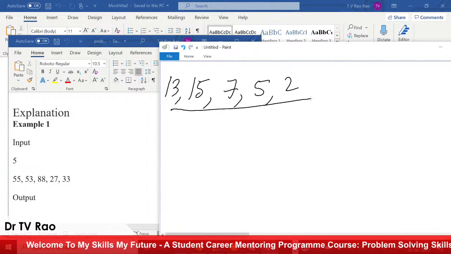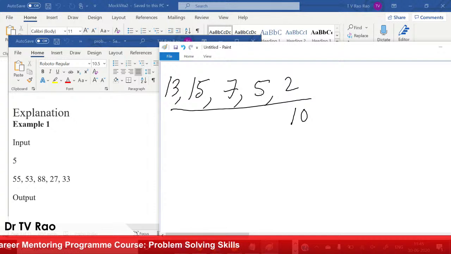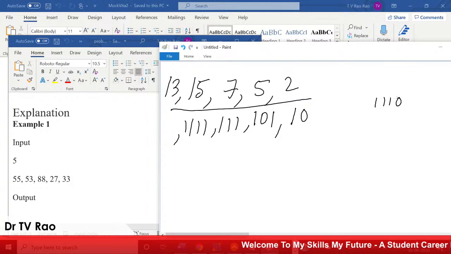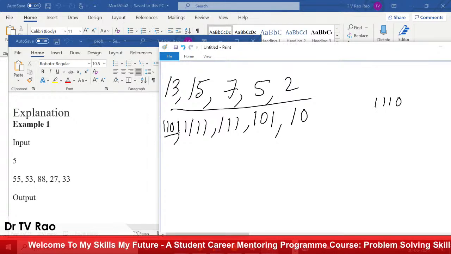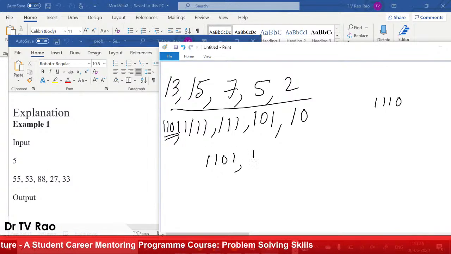First, what you need to do is convert them into binary. This is 1, 0. What about this? Say 1, 0, 1. This is triple 1. This is 4 ones. And what about 13? 13 is 1, 1, 0, 1. 15 is 4 ones.